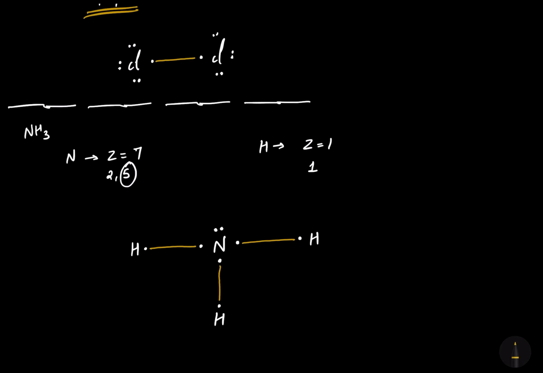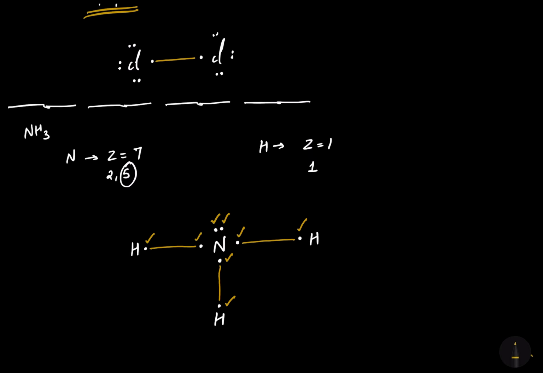I'm counting the number of outermost electrons after sharing electrons with 3 hydrogens. So these are number 1, number 2, number 3, number 4, number 5, number 6, number 7 and the number 8. So nitrogen has also achieved 8 electrons in its outermost shell after sharing 3 electrons with 3 hydrogens.